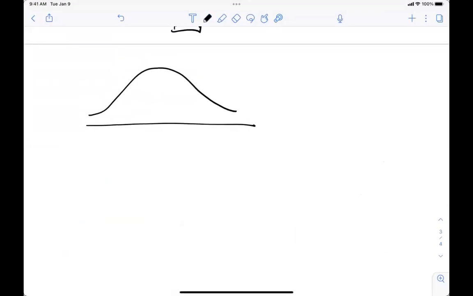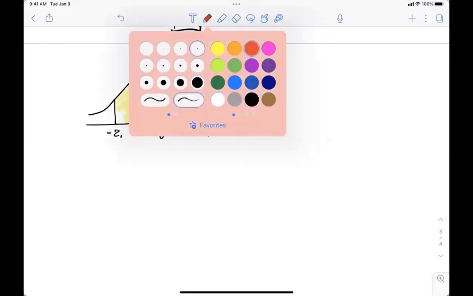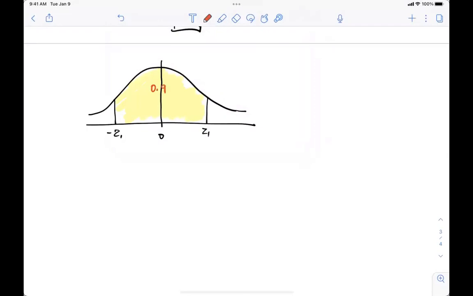And we have a mean of 0. Okay, and we're told that this area from minus Z1 to plus Z1, this entire area is equal to 0.9. And we are asked to find Z1.